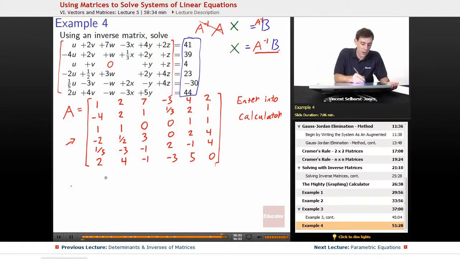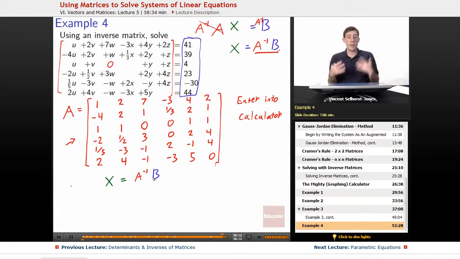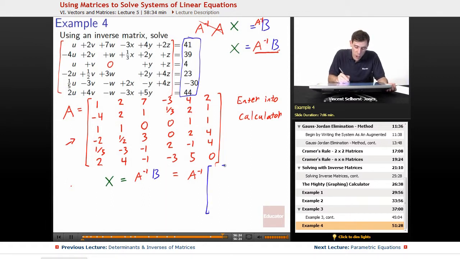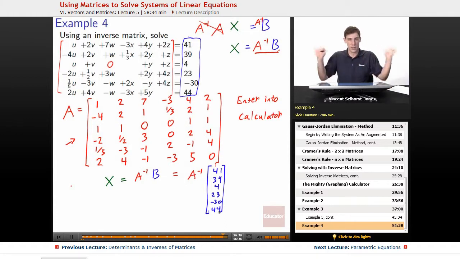So we leave it in the calculator, we know X is going to be equal to A inverse times B. Right? That's what we just figured out from our game plan of thinking about this. So we have in our calculator, A inverse is in there. We don't have to actually see what the whole thing is because it is already there. What is our B? We enter in the column matrix, 41, 39, 4, 23, negative 30, 44. We make sure that our A inverse is multiplying from the left side, otherwise it won't work at all.